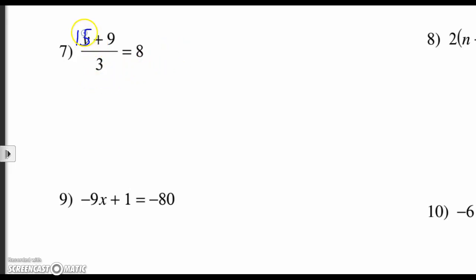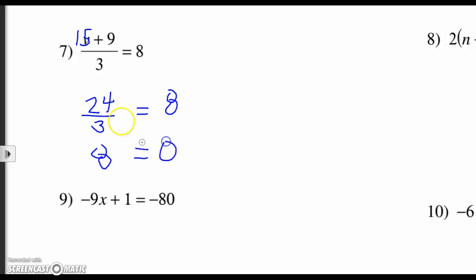So 15 plus 9, that's 24 divided by 3 equals 8. 24 divided by 3, well, that's 8. 8 equals 8. So when I plug in 15 for my variable v and then I evaluate, I get 8. 8 equals 8. I know I did this right.